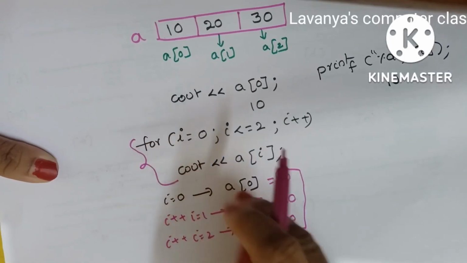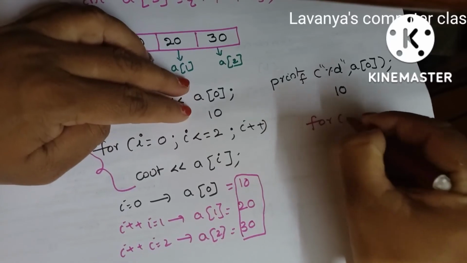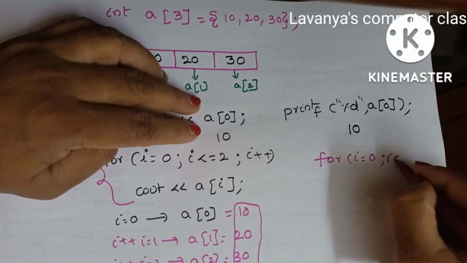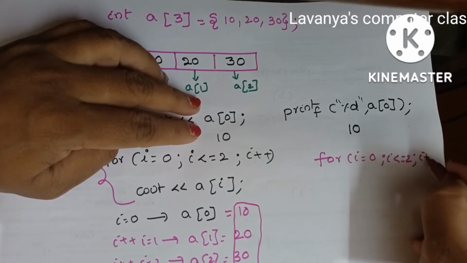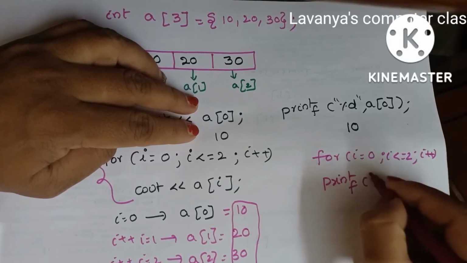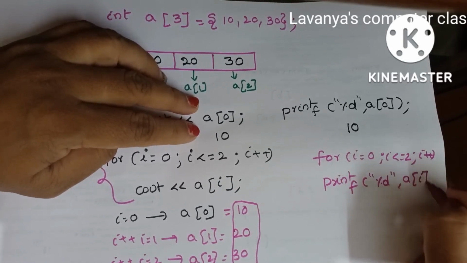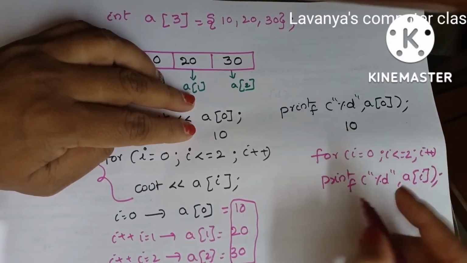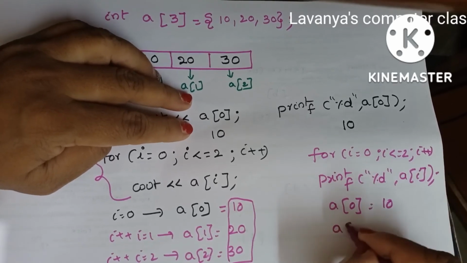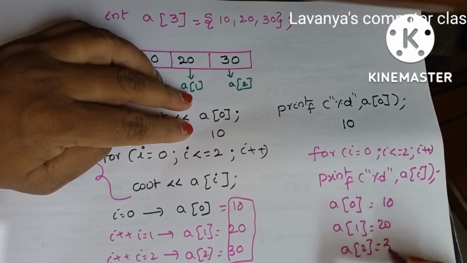If you want to print all the values in C language, it is also the same thing. How do we print? For i is equal to 0, always starting with 0 only, i less than or equal to 2, i plus plus. Printf %d, a of i, because the array name is a and the index is i. So first a of 0. What is a of 0? 10. Then a of 1, 20. Then a of 2, 30. It is printed like this.